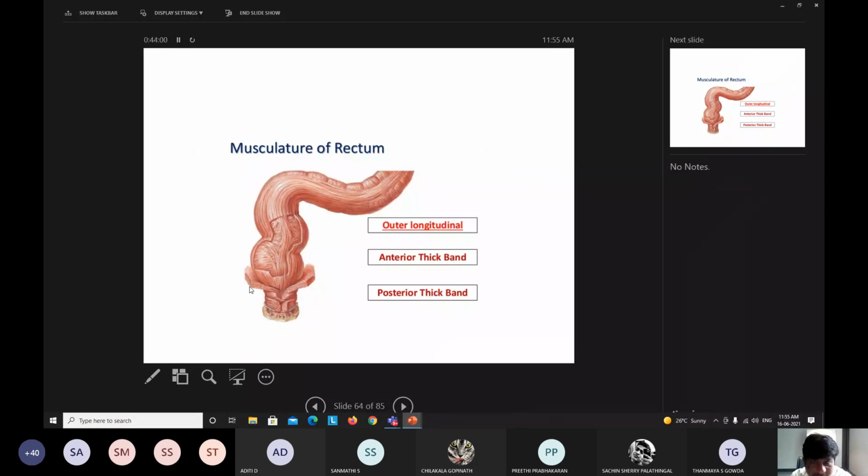Musculature of the anal canal. The outer longitudinal layer presents in the form of taenia coli. The bands are there, but if you come to the rectum, there is an anterior thick band and a posterior thick band. So above, in the sigmoid colon, it continues as the taenia coli, but here it presents as the anterior thick band and the posterior thick band.